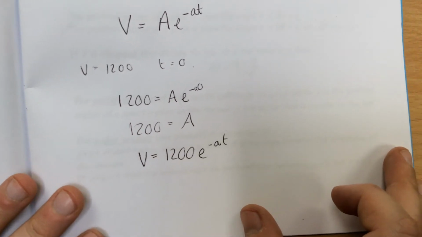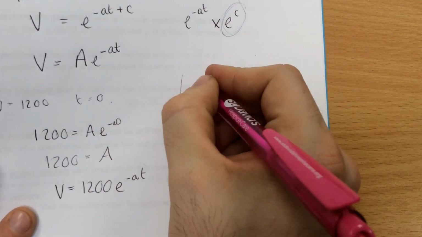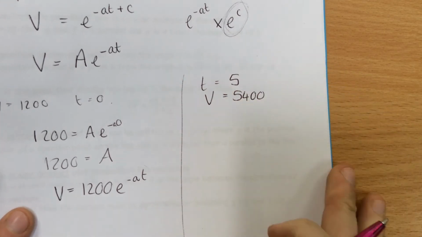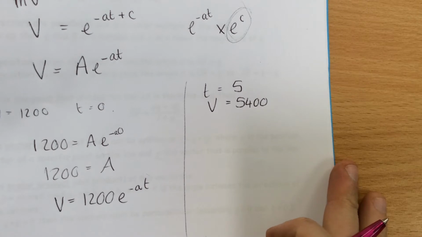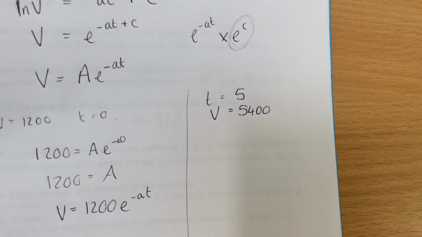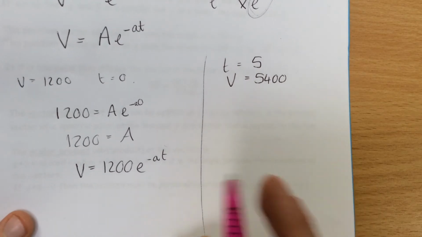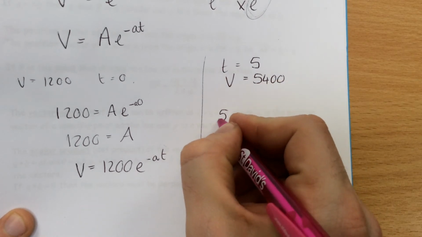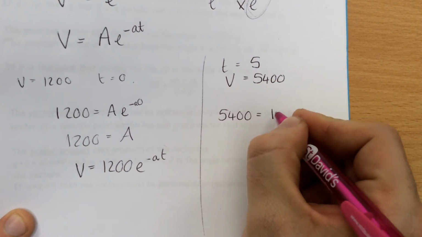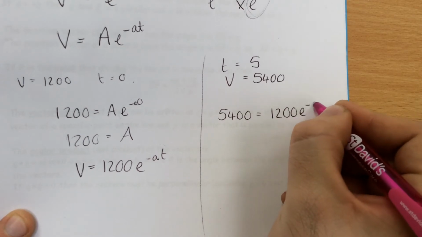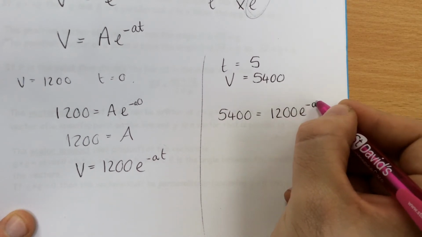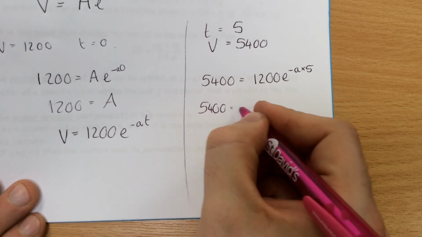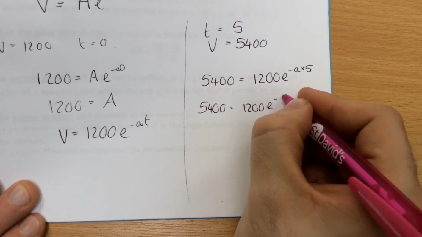Part C, in this example, says that when t is 5, v is 5,400, and it asks you to find the value of a correct to 3 decimal places. So we're going to use this fact now to put it into the equation. So we're going to say that 5,400 is equal to 1,200 e to the power of minus 5a. We could write that as minus a times 5. So we end up with 5,400 is equal to 1,200 e to the power of minus 5a.